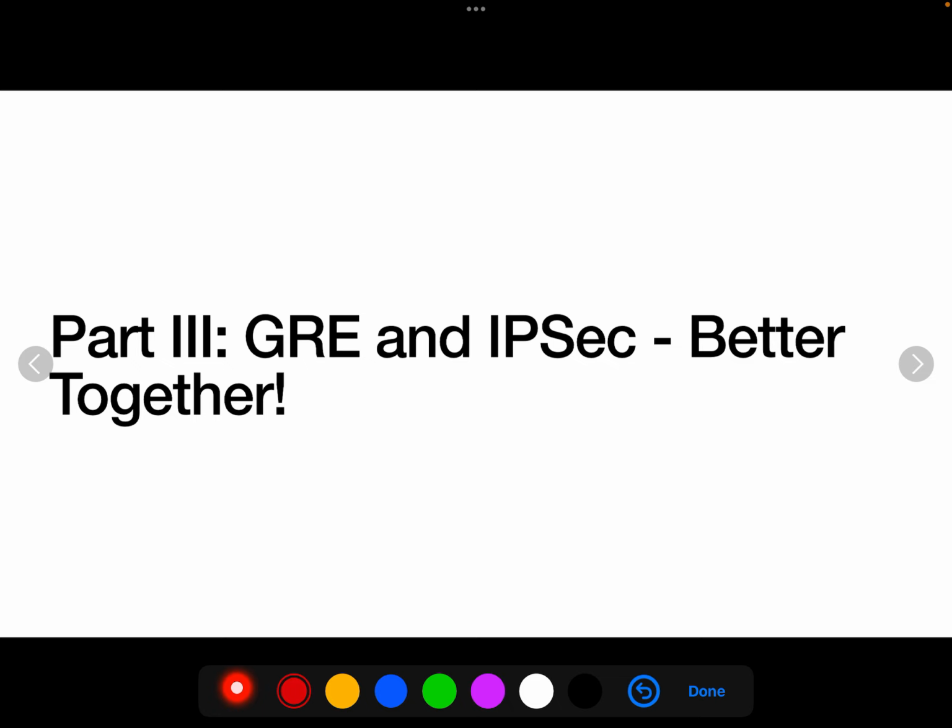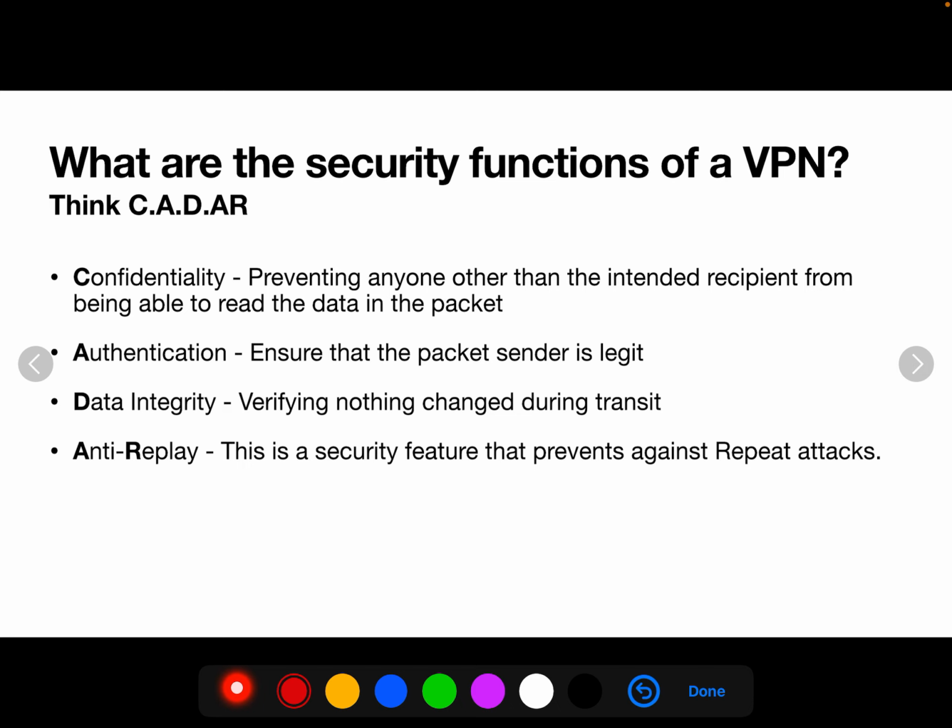Now let's look at GRE and IPsec. Now I say these are better together. Firstly, let's look at what the security functions of a VPN are, and I want you to think of this acronym, CADR. It stands for confidentiality, authentication, data integrity, and anti-replay.